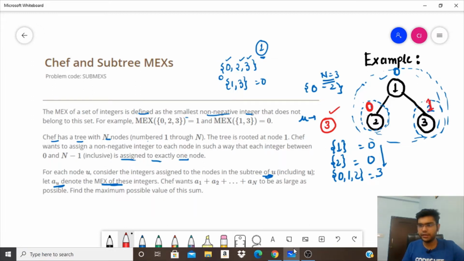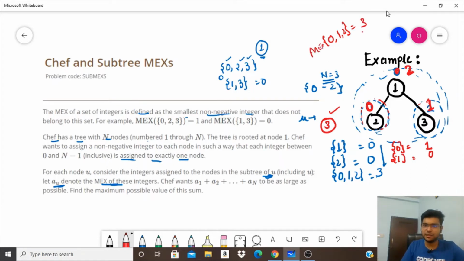So if we assign 1 over here and 2 over here, observing this particular case, what is the max that we are getting? Here for node 2, the value is 0, so the max will be 1, right? The smallest non-negative integer that is not present in the set will be 1 because 0 is included. For node 3, the value is 1, so the smallest non-negative integer that is not present in the set is 0. And for the whole tree, since 0, 1 and 2 are included in the set, the smallest non-negative integer that is not included will be 3, right?